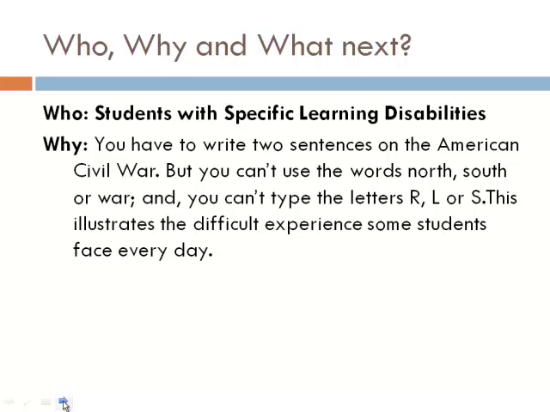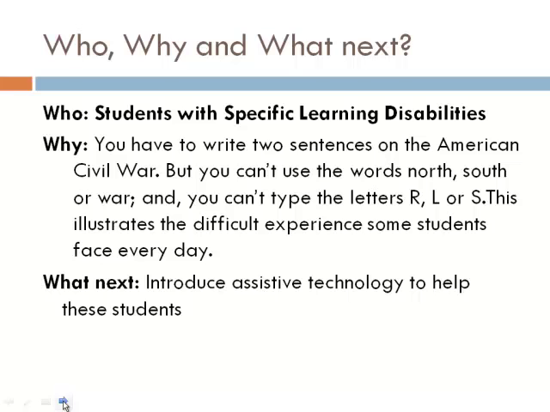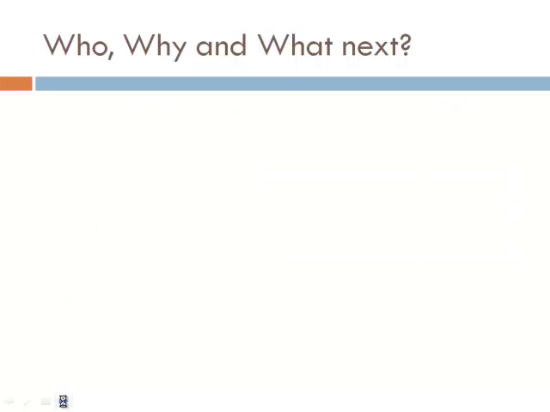Why. Assume you have to write 2 sentences on the American Civil War, but you can't use the words North, South, or War, and you can't type the letters R, L, or S. This illustrates the difficulty experienced by some students every day that have specific learning disabilities. So what next? We introduce these students to assistive technology, okay?